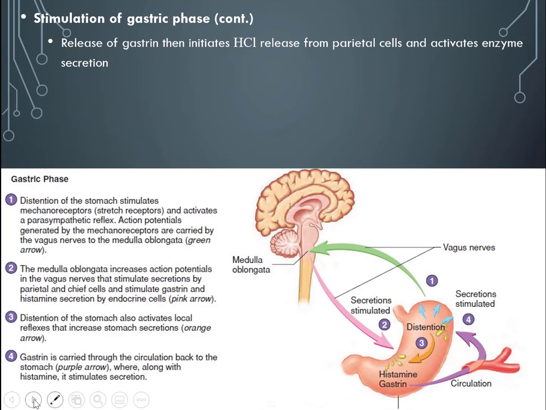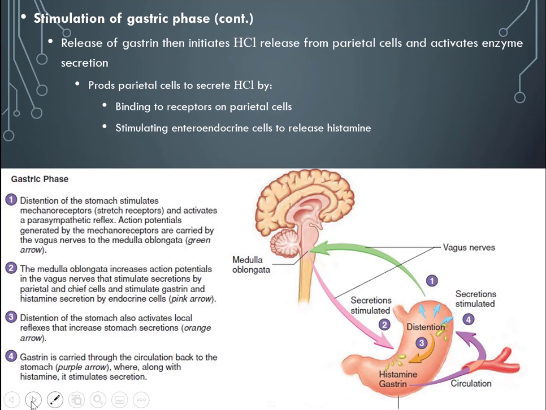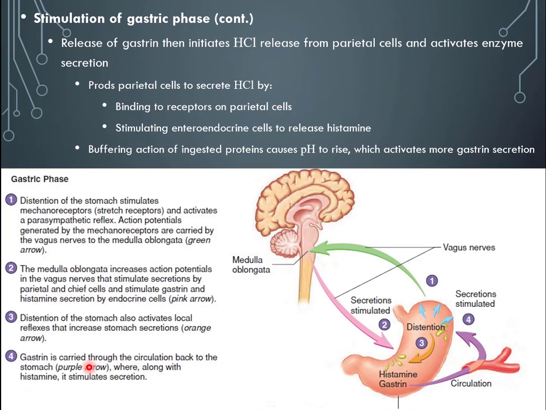How is the gastric phase really stimulated? Well, the release of gastrin, as I mentioned already, initiates HCl release from the parietal cells and activates enzyme secretion. It prods the parietal cells to release HCl by binding to receptors on the parietal cells and stimulating the enteroendocrine cells, in this section, to release histamine. There's also the buffering action of proteins that we ingest, causing the pH to rise, which activates more gastrin secretions.